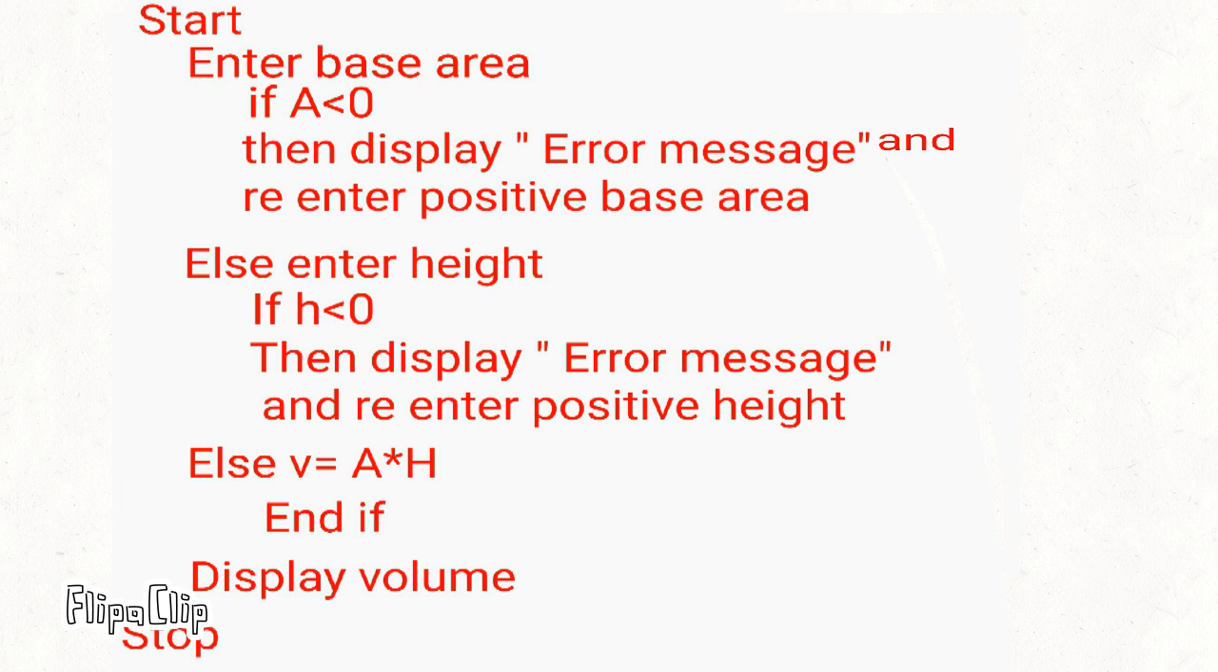Then the end if simply means that this whole set should finish when the volume is displayed. So meaning V is equals to A times H should finish when the volume is displayed. And that's when the program should stop. So else V is equals to A times H should end if volume is displayed. You understand? Okay, that's when you stop.